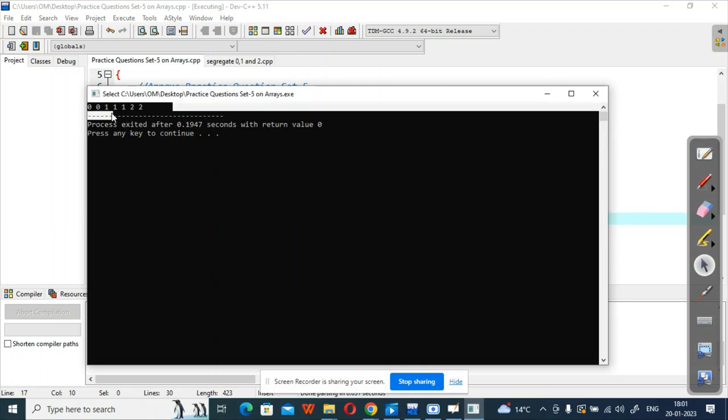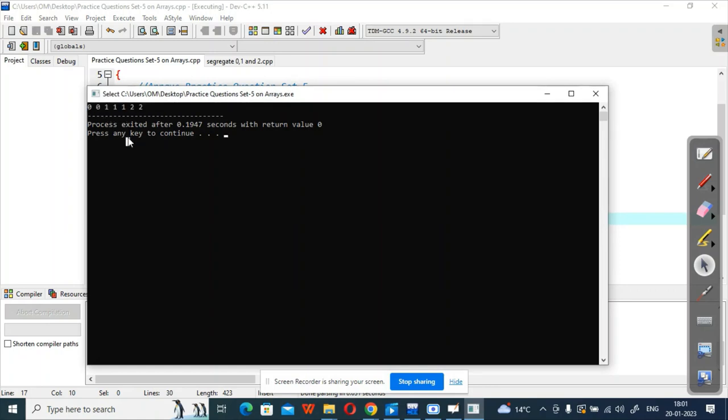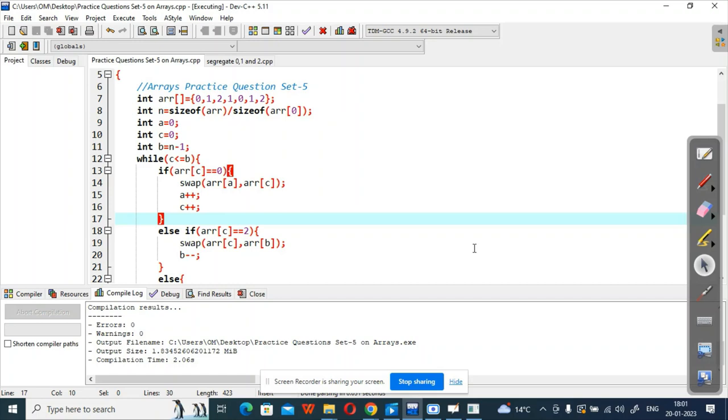Wow, it is giving us the correct answer, right? Zeros are coming first, then we have ones, and then we have twos, right? So it means they are segregated in ascending order, right?